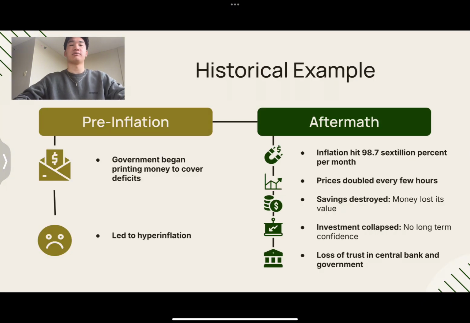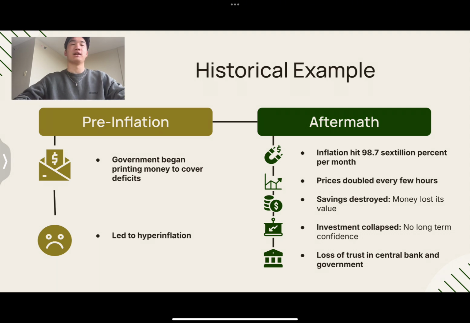A historical example that illustrates the relationship is the hyperinflation in Zimbabwe in the late 2000s. Beginning in the early 2000s, the Zimbabwean government, facing economic collapse and a shrinking tax base, began printing large amounts of money to finance its budget deficit and fund various government programs. This massive increase in the money supply, unaccompanied by a corresponding increase in economic output, triggered one of the worst inflation episodes in modern history.